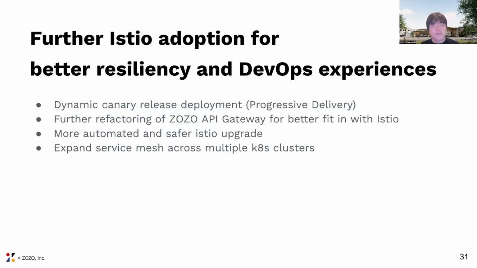We are working on further Istio adoption. For example, we've just started adopting progressive delivery. We have a plan to offload more features of the ZOZO API gateway to Istio. Also, we are working on more automated and safer Istio upgrades. We also have a plan to expand the service mesh across multiple Kubernetes clusters.